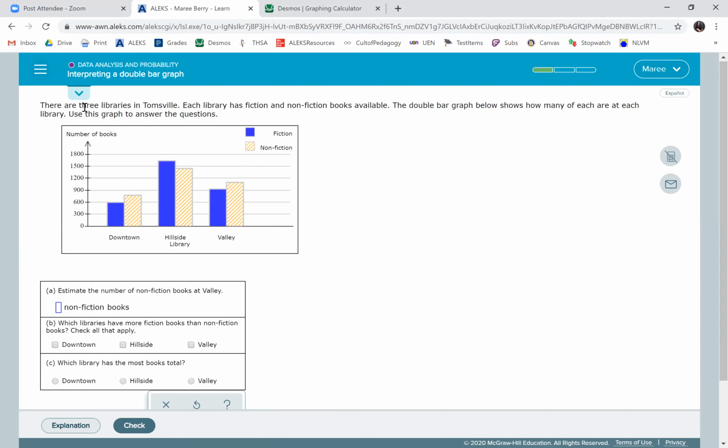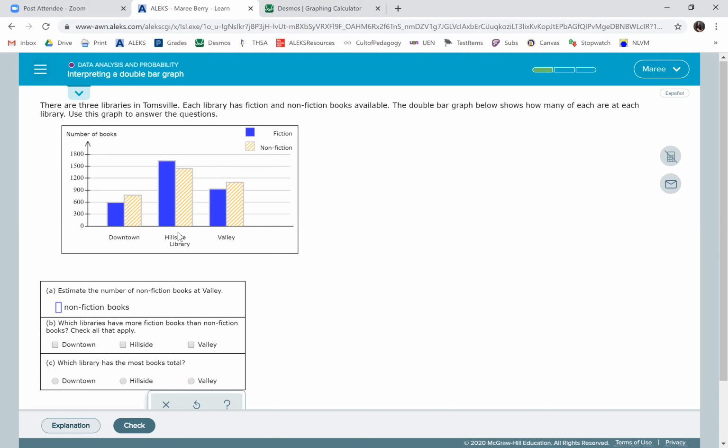And it looks like we're going to talk about 3 libraries. There are 3 libraries in Tomsville. Each library has fiction and nonfiction books available. Just so you know, fiction means it's not true. Nonfiction means it is a true story. I always wish it were the other way around, because that non word makes it feel like not. But nonfiction just means not untrue, which means it is true. The double bar graph below shows how many of each are at each library. Use this graph to answer the questions.